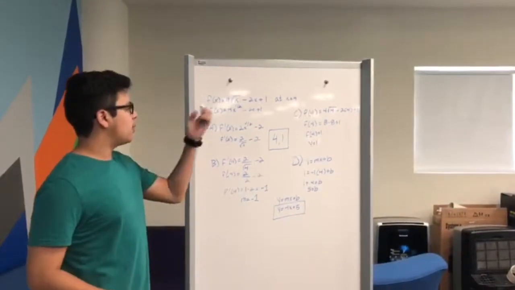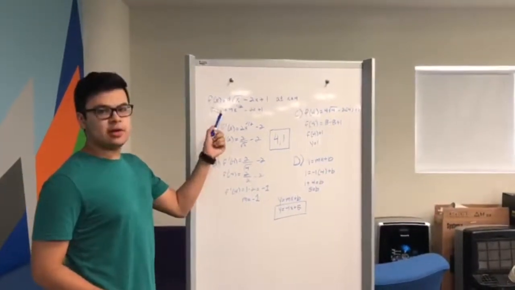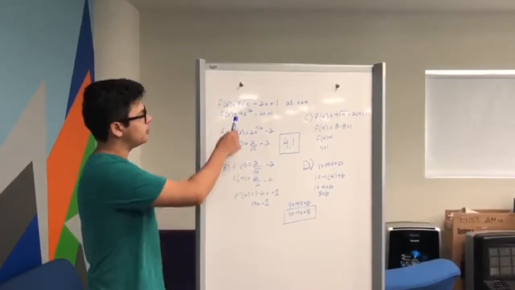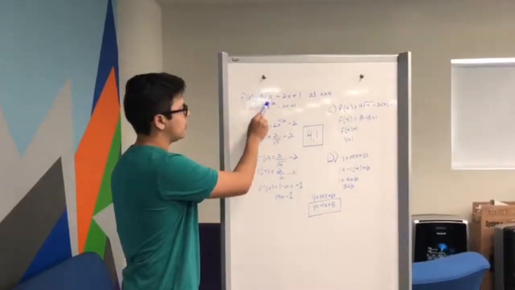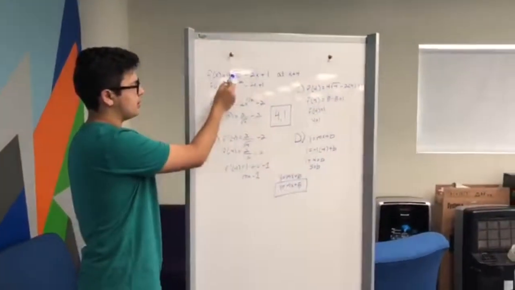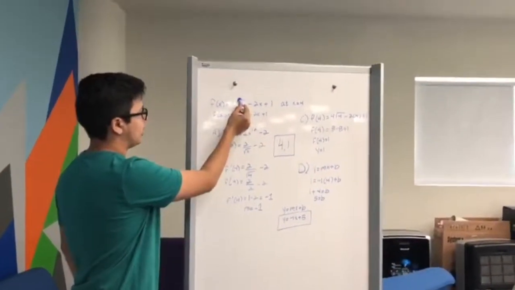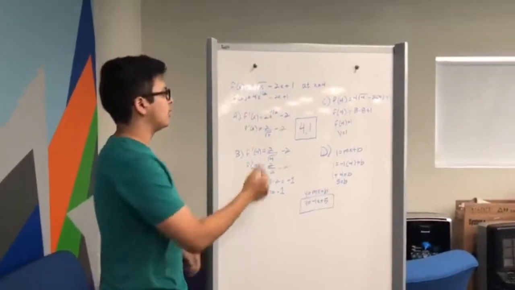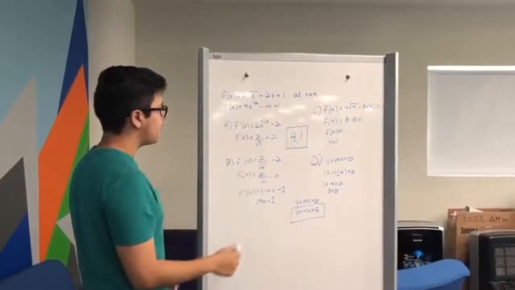So for this problem, we had to find the equation of the tangent line at x equals 4. First, what we had to do was to prepare this equation to differentiate, because there is a square root. So what we had to do is to make it an exponent. So we made it 1/2.